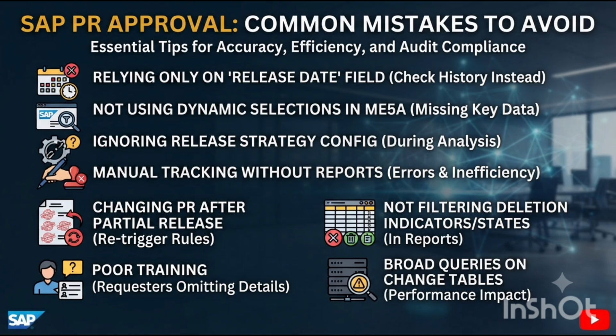To wrap up our guide, let's review the critical mistakes you must avoid when tracking SAP purchase requisitions. First, never rely solely on the basic release date field. Secondly, always utilize dynamic selections in transaction ME5A to avoid missing crucial data points. Third, do not ignore release strategy configuration. Fourth, avoid manual spreadsheet tracking. Fifth, be cautious when modifying purchase requisitions after a partial release. Sixth, tackle poor user training by ensuring requisitioners provide complete details. So, finally, avoid running unfiltered queries directly on massive change document tables.